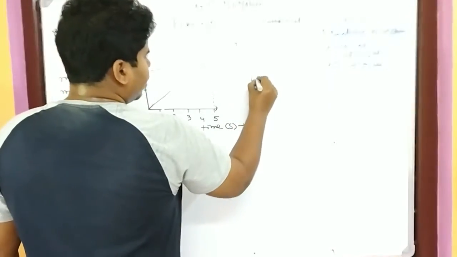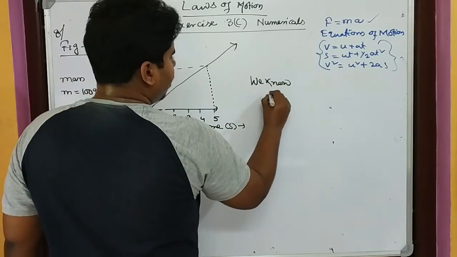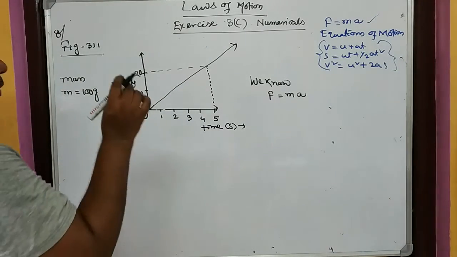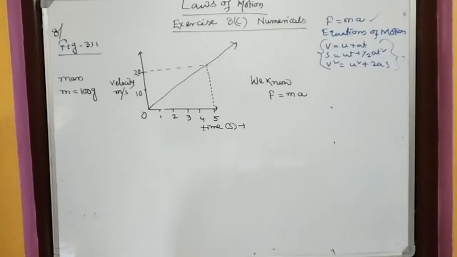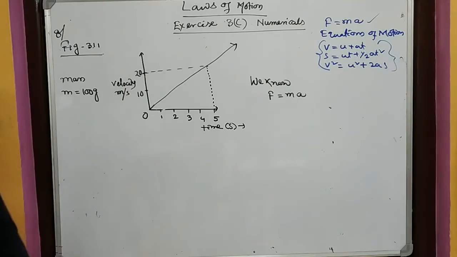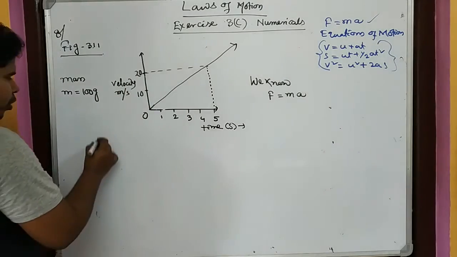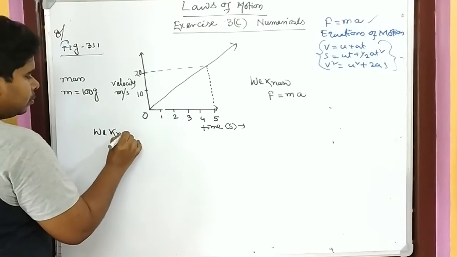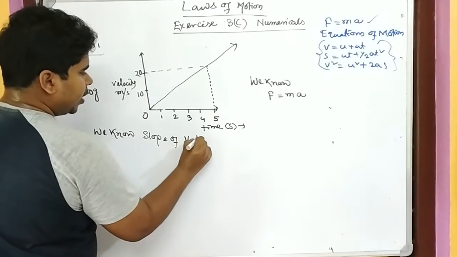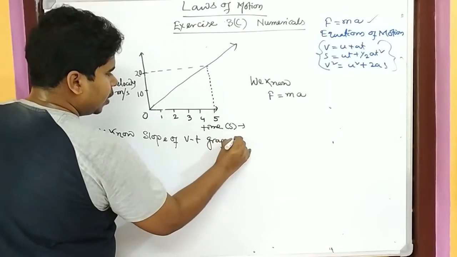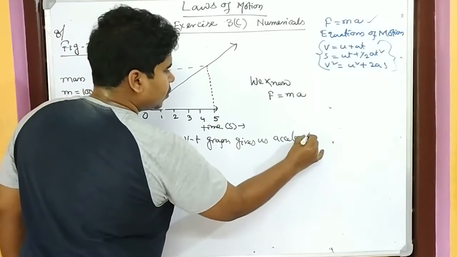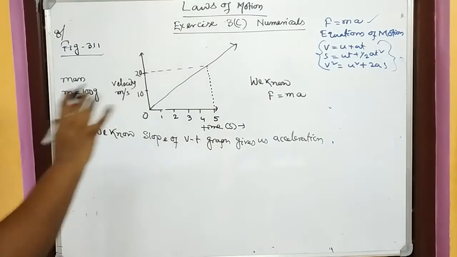So simple thing, we know that force equals mass into acceleration. Now the question is that mass is given to us, acceleration is not given. Instead of acceleration, what is given? The one graph, velocity time graph. So we know that the slope of the velocity time graph gives us acceleration. So we have to find the slope of the graph.